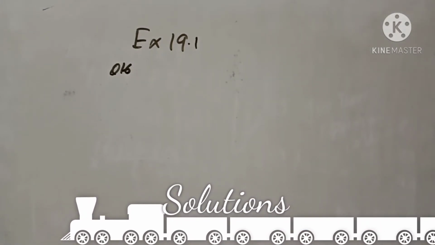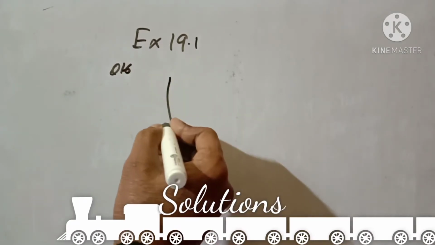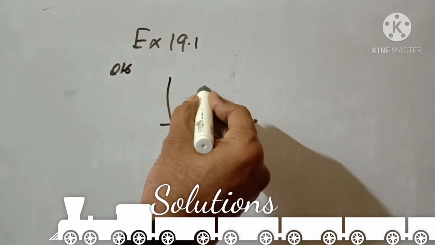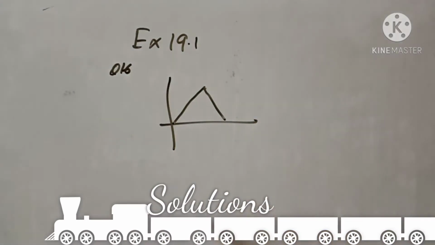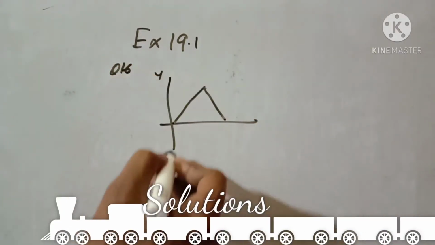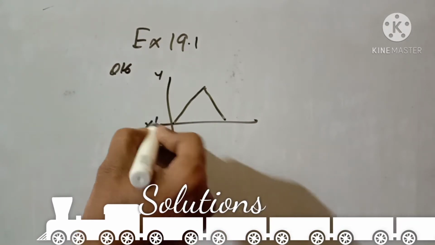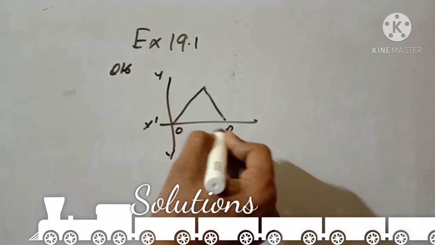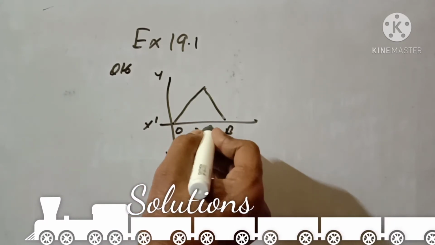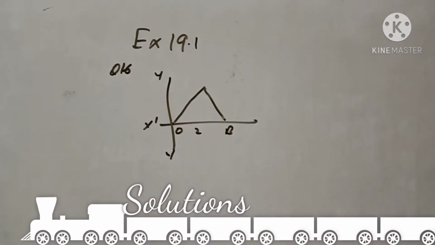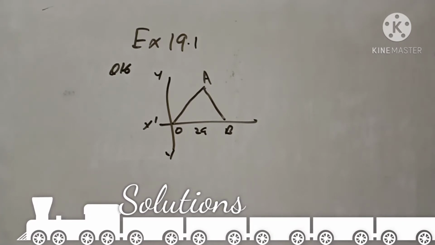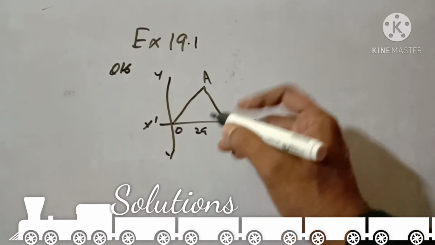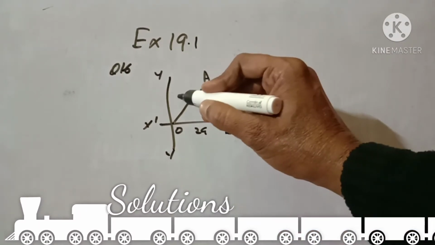It is given two lines, means one cut. This is your Cartesian plane. The figure is given like this only. So this is y dash, x dash, origin, B, and this distance is given as 2a. According to the question, it is given the adjoining figure shows an equilateral triangle. Equilateral triangle means this side is 2a, so this side also 2a, this side also 2a.